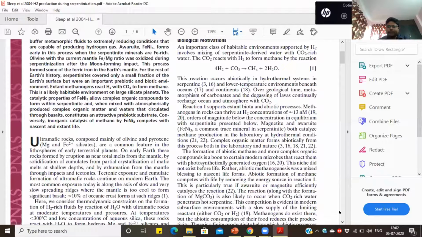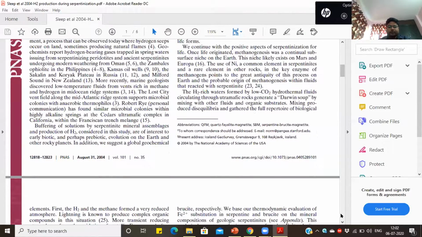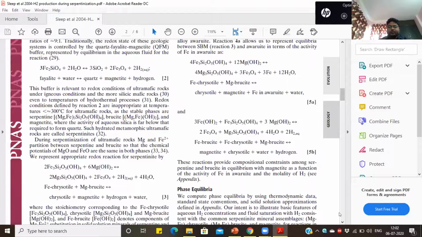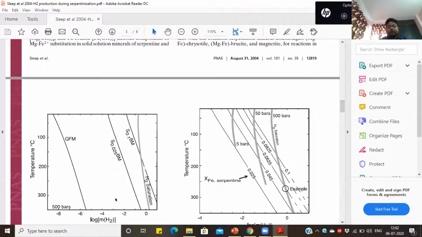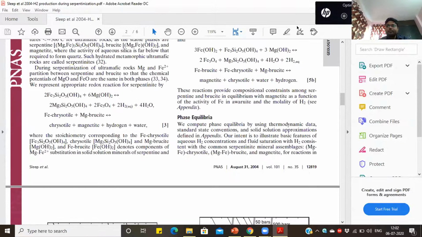And they showed, if you go through this paper, how this reaction played its role, with iron and nickel, and they did this phase equilibria. And the earlier one, as I said, is the concentration of your hydrogen, this -2 log of m. So the point is, your question was, just a second.